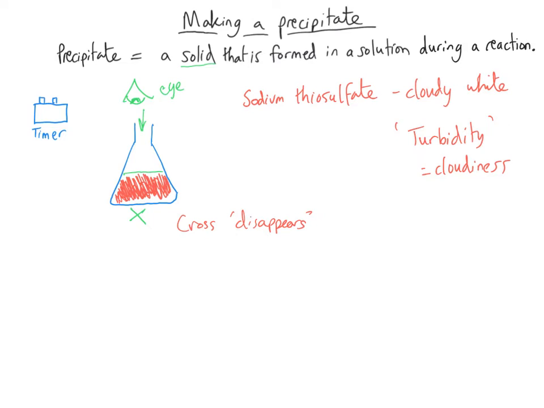In terms of good and bad things about this experiment, the good thing is that it is incredibly simple. The bad thing is that not everything involves colour change, so it's not always suitable. Because if you're not making a solid, or you're not making something that's got some colour that could obscure that cross, then this experiment just won't work.